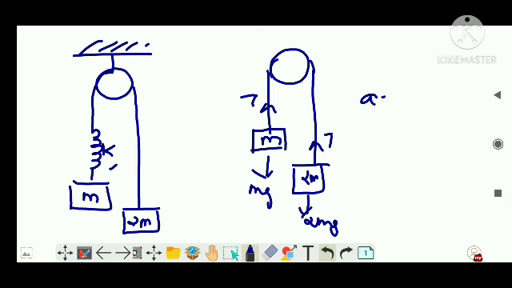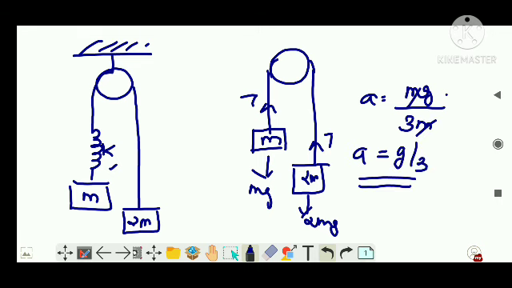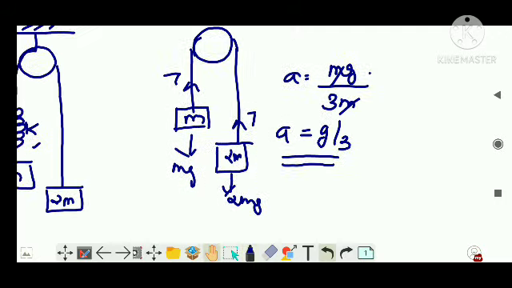And what is the acceleration equation? I told you a short form, net force. What is the net force here? 2mg is there, and there is an mg, both of them in opposing action. That is 2mg minus mg, which is mg, divided by net mass, which is 2m plus m, that is 3m. I can just cancel, and acceleration is g by 3. Short form, right?